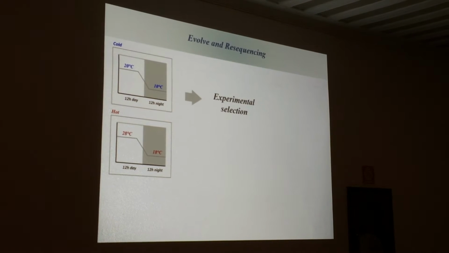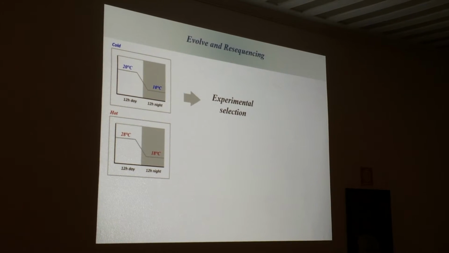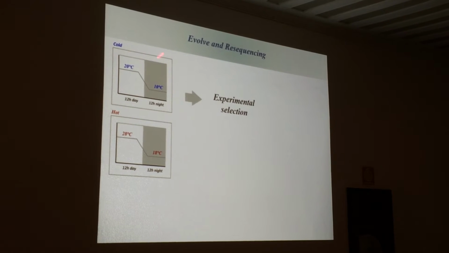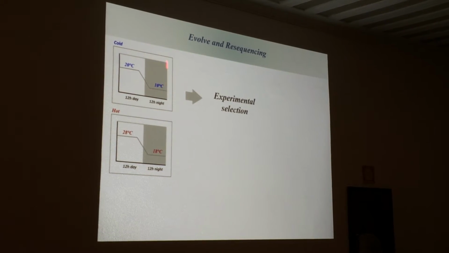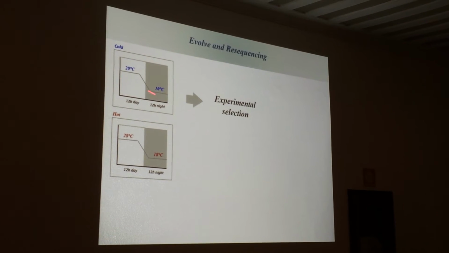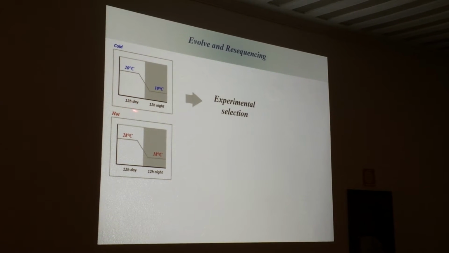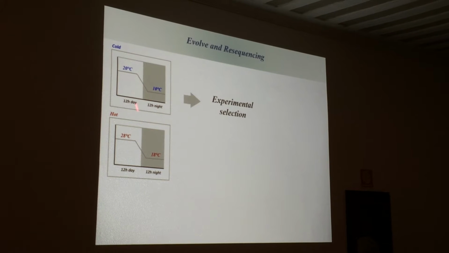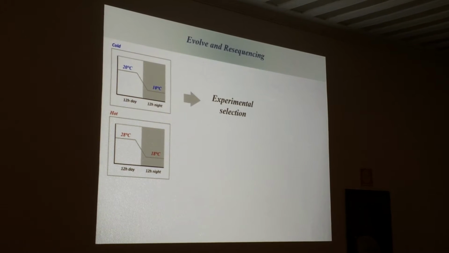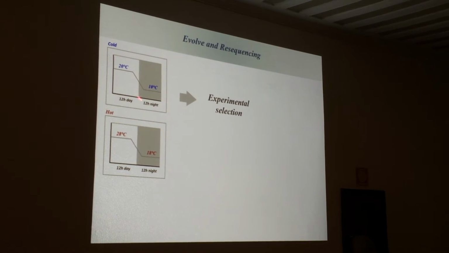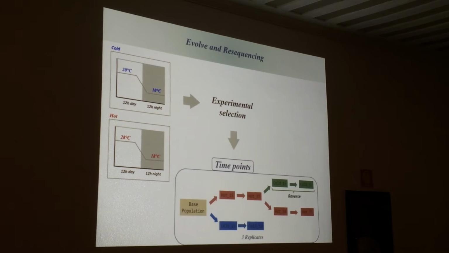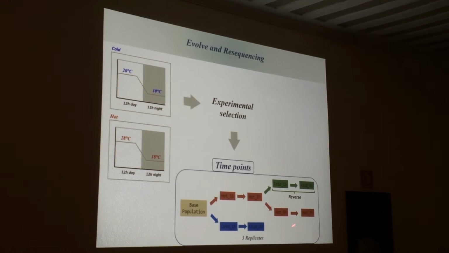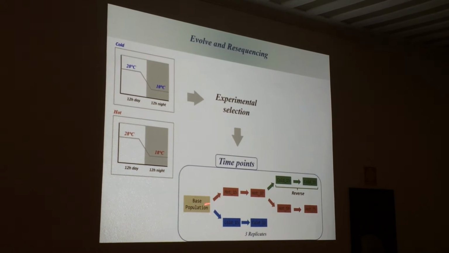We use the same populations that they used. This is basically the temperature that they used for cold and hot with a 12 hour photoperiod. It's basically a changing environment, not a constant temperature. A changing environment for cold and a changing environment for hot. And this is the experimental phylogeny that we got in the end.